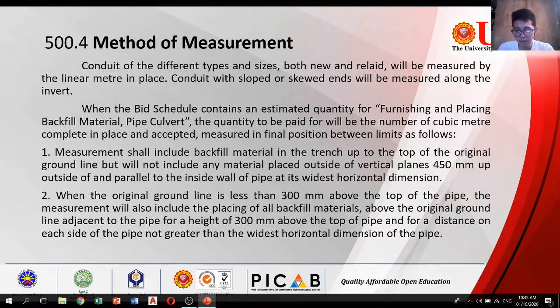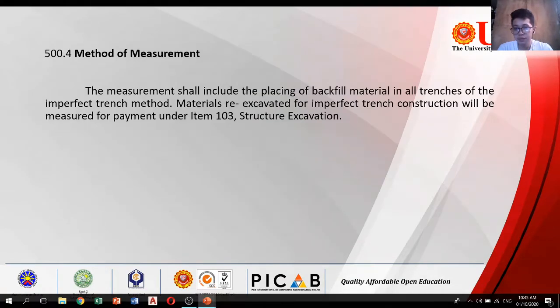A branch connection and elbows will be included in the length measurement for conduit, or they may be measured by the number of units installed. For Class B bedding, material placed and approved shall be measured by the cubic meter in place. The measurement shall include the placing of backfill material in all trenches of the imperfect trench method. Materials re-excavated for imperfect trench construction will be measured under item 103, structural excavation.